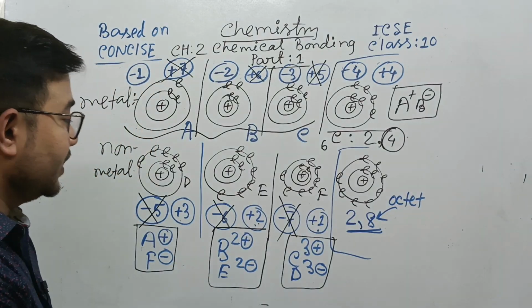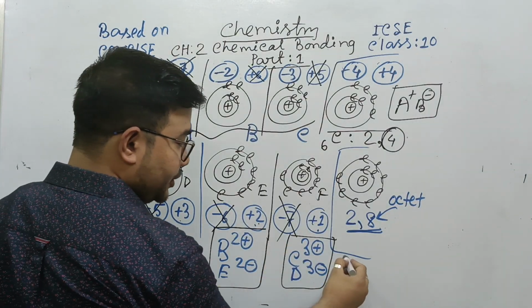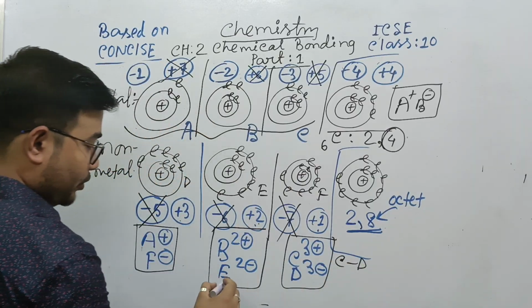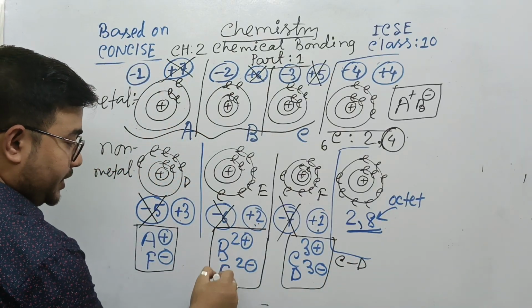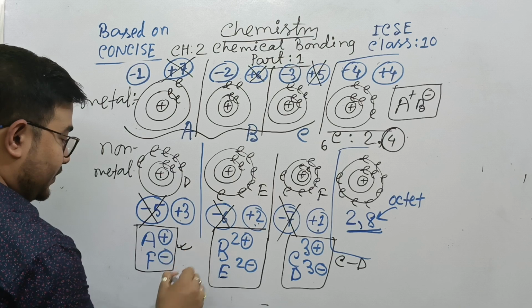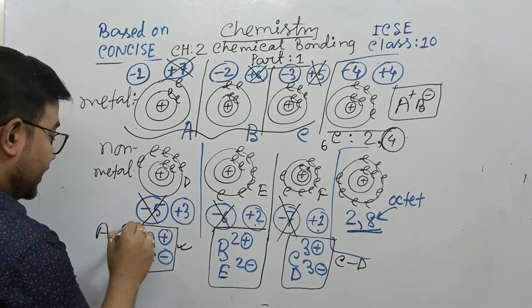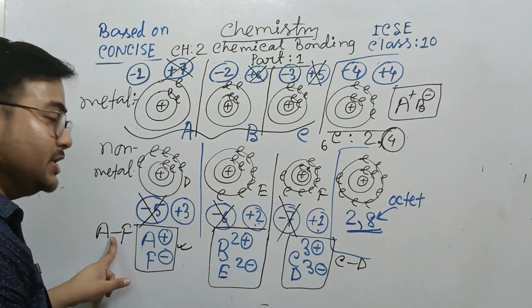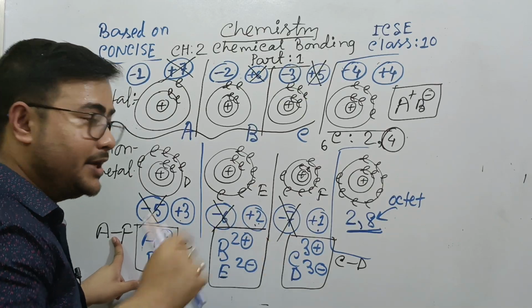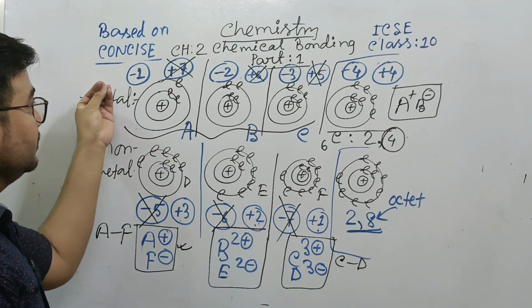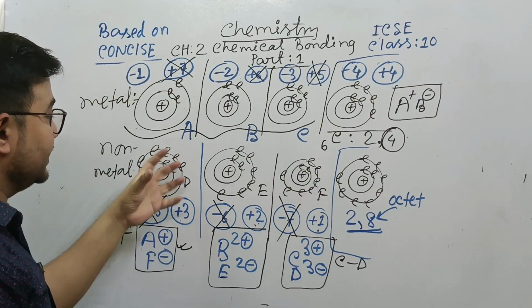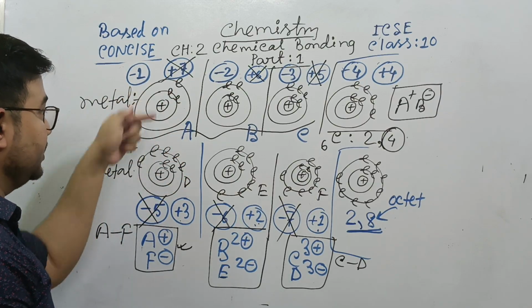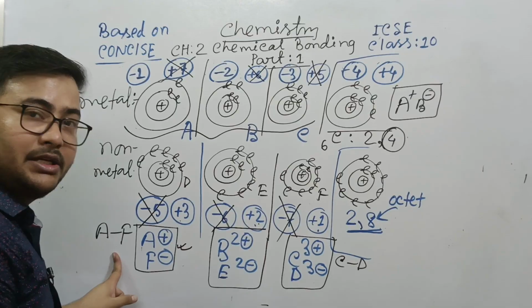Done. So now here a bond forms between C and D. Here a bond forms between what? B and E. Here A and F. Now tell me, what is the name of this bond? Electrovalent or ionic bond. When will it form? If one atom donates and another atom accepts, then the bond formed between them is known as electrovalent bond.